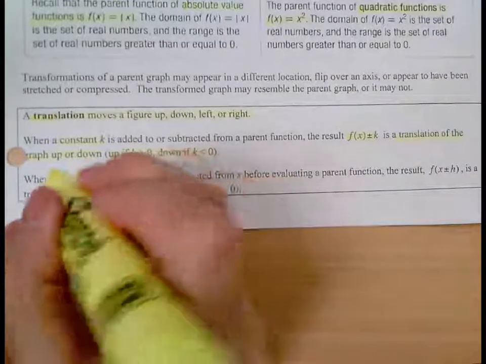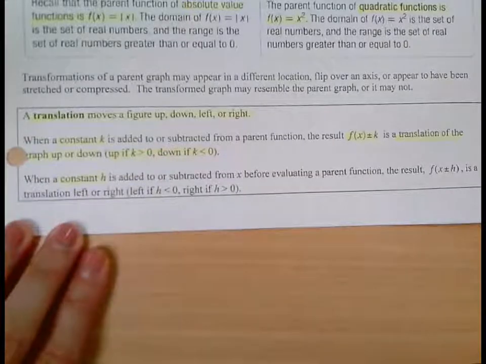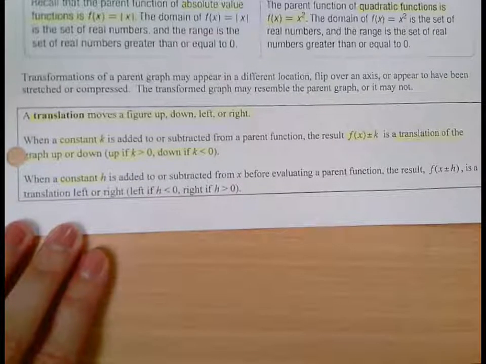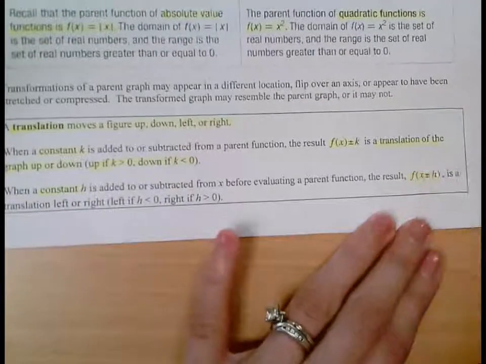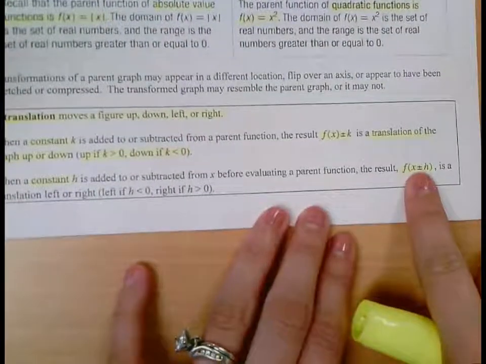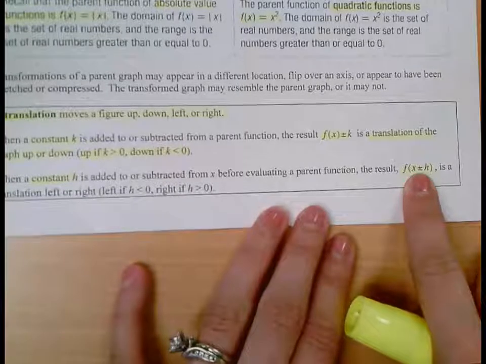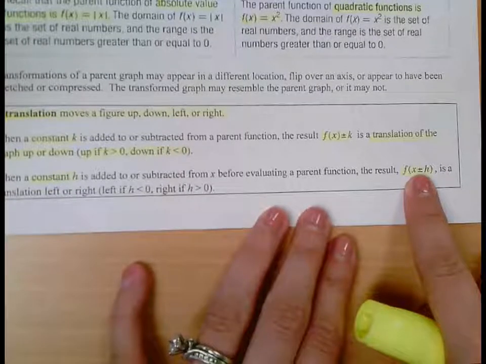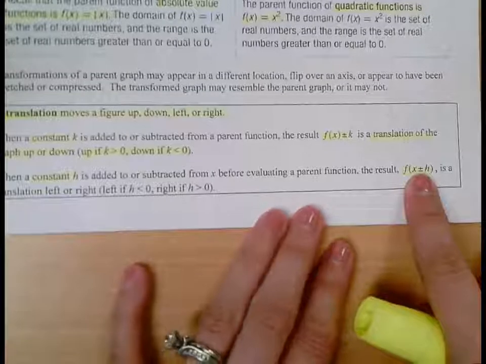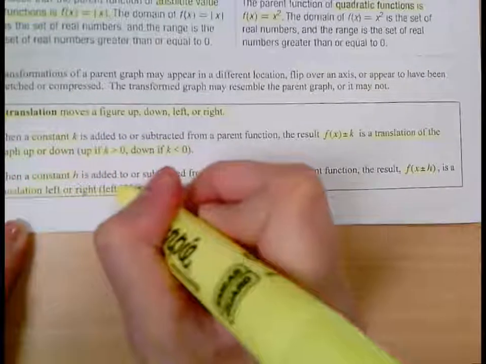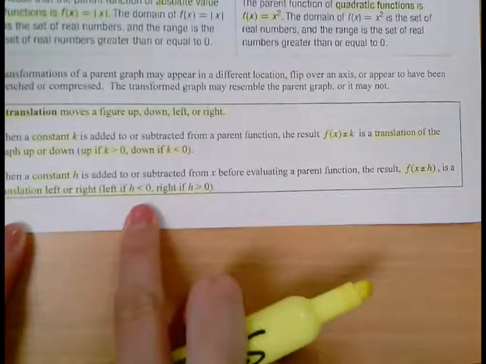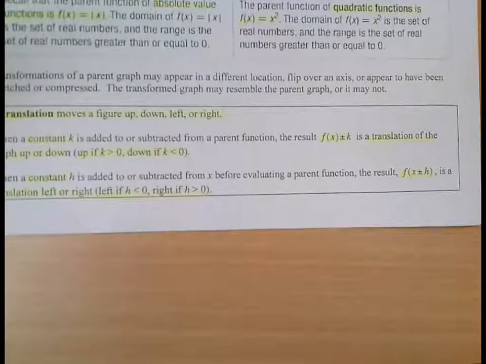And then h, so when a constant h is added to or subtracted from x before evaluating a parent function, the result, again it gives this function notation. Again, just to notice, the plus or minus h is inside with the x, so I talked about that being inside parentheses or inside absolute value bars. This is a translation left or right. So if h is negative, less than 0, it's going to shift it to the left, and if h is positive, so greater than 0, it shifts it to the right.